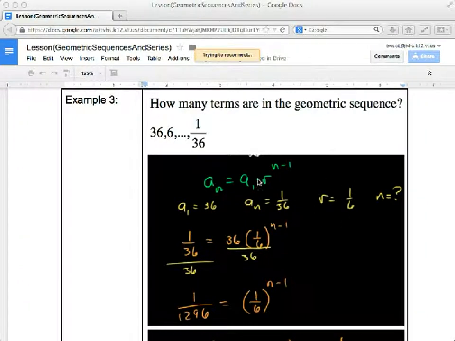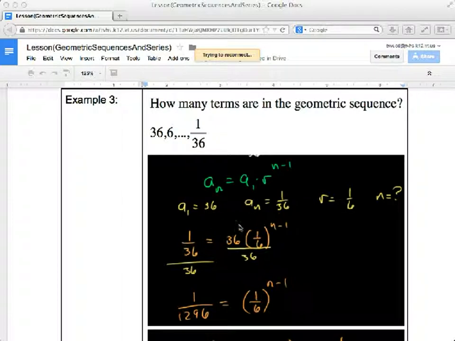By dividing 6 and 36. Yeah, 6 divided by 36 is how I would have found r, because those are the only two consecutive terms I knew about. So I would just then go in and plug in everything I know. So 1/36 is equal to 36 times 1/6 to the n minus 1.